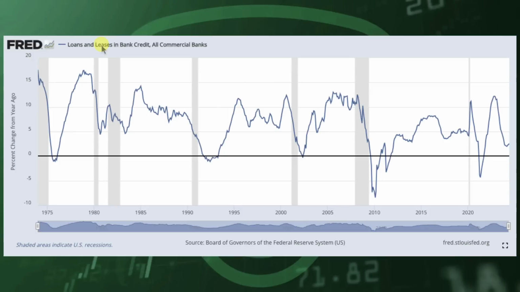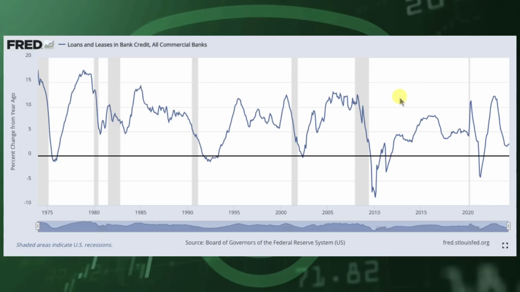Let's take a look at loans and leases and bank credit. A simple way of looking at this year-over-year chart is just when the line goes down, we have credit growth contracting. When it goes up, we have it expanding. And what do we see now? We see a subtle little turn taking place over here, which could potentially be a positive sign. But there's something more important I want to point out specifically about this chart.